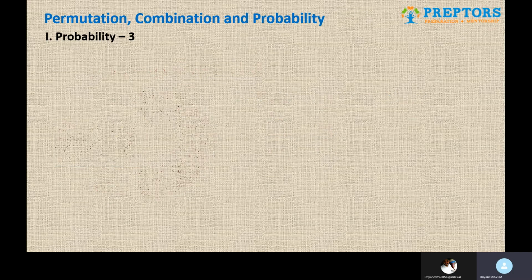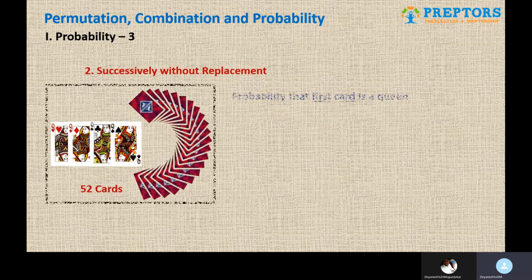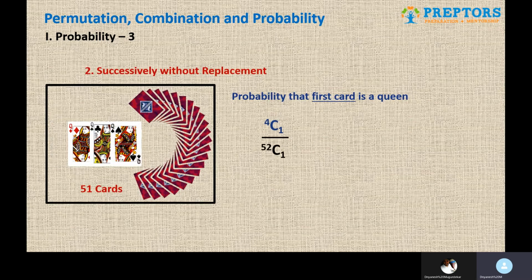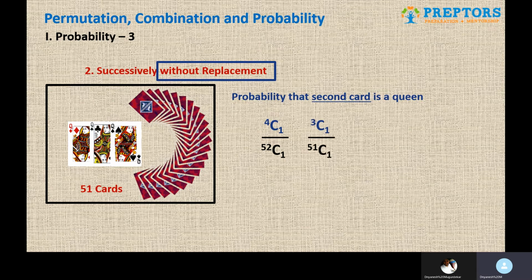The third question, successive without replacement. The first card is a queen, 4C1 upon 52C1, but because it is without replacement, before the next selection you are not going to keep that queen back inside. So for the second card to be a queen, now you have just 3 queens available. Out of them, you are going to select one, which will be 3C1, and the sample space will also reduce because one card has been removed. So instead of 52 cards, now there are only 51 cards, so divided by the sample space becomes 51C1. So this is the difference between successive with replacement and without replacement.